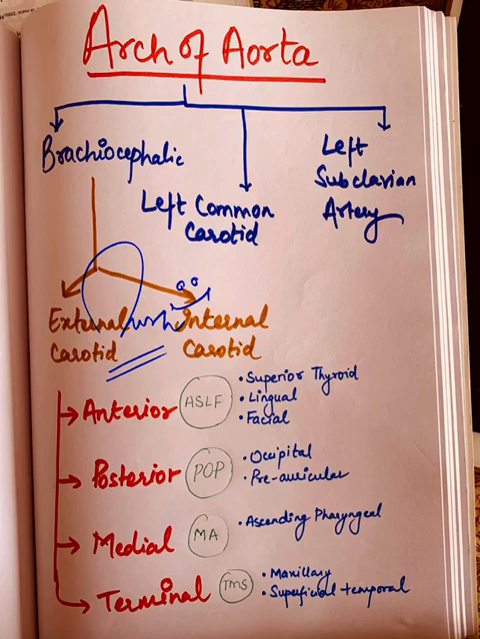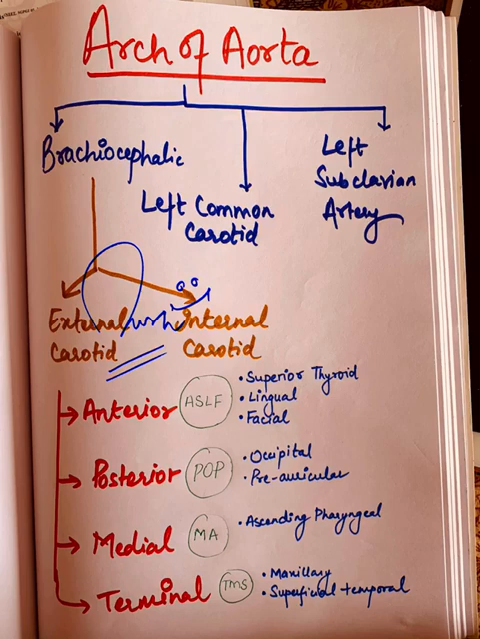We have discussed about the anterior, posterior, medial and the terminal branches and the passwords. Like for anterior, you have ASLF: A for anterior, S for superior thyroid, lingual and facial, and these are your anterior branches of your external carotid artery. So anterior branches, ASLF. A is your anterior, SLF is superior thyroid, lingual and your facial.